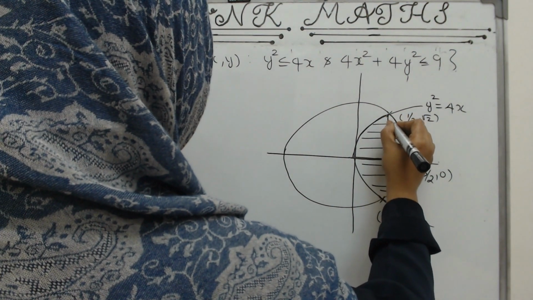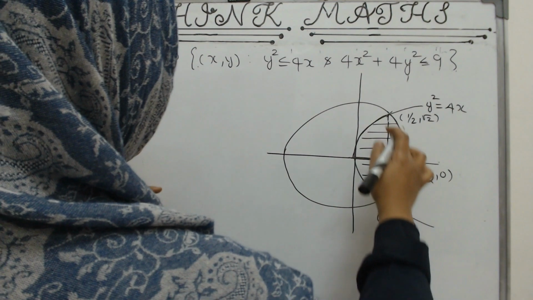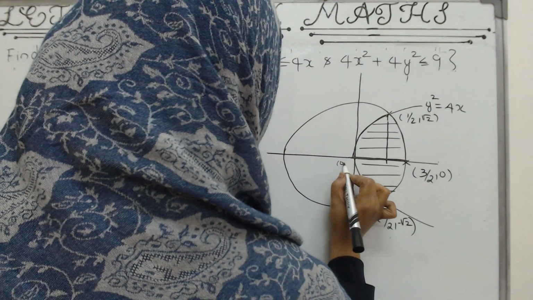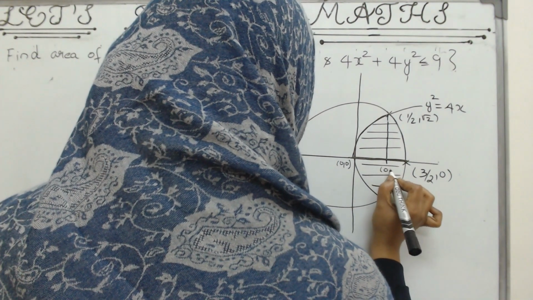So what do we do? At the point of intersection we split. So what is the point of intersection? Here it will be 0, 0. What will be the point of, at the point of intersection you will get what?